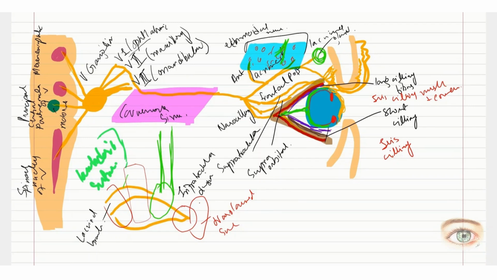Now, you guys must be thinking that we have only covered the innervation of the upper lid. Why have we not covered the innervation of the lower lid? Well, we do have it, but it comes in the maxillary division, and I will make a video about it in the future. So I hope this was all for today.